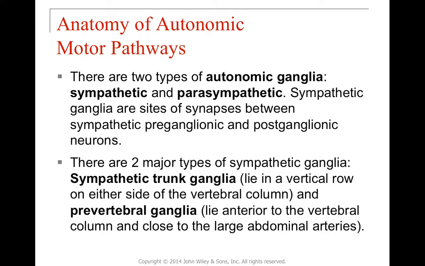All right, so we have two types of autonomic ganglia, as we mentioned, sympathetic and parasympathetic. The sympathetic ganglia are basically going to be the regions where we have synapses between the sympathetic preganglionic and sympathetic postganglionic neurons. And we have two major types of sympathetic ganglia. So we have the trunk ganglia. So I'm going to go back for just a second. I'll show you the sympathetic trunk ganglia.